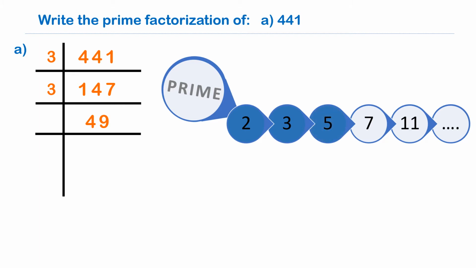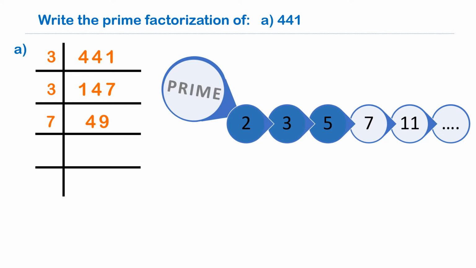Then we take the next number 6. Again, 6 is a composite number, so we leave it. Then we take the next prime number 7. And yes, 49 is divisible by 7. So write 7 to the left of 49 and divide.